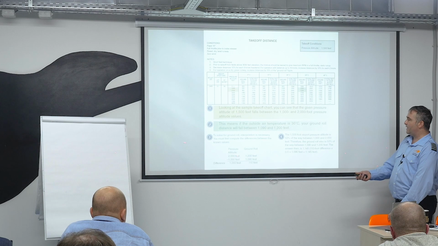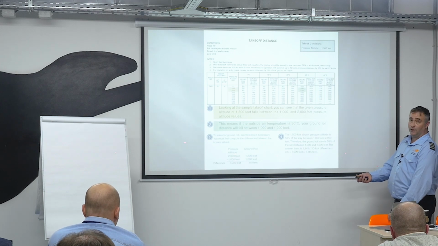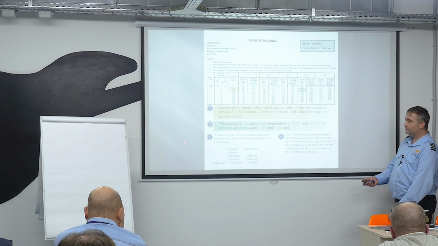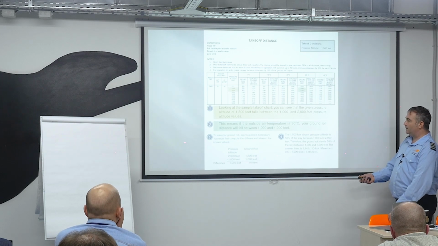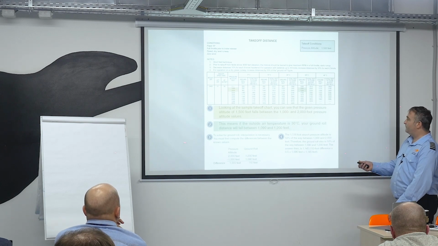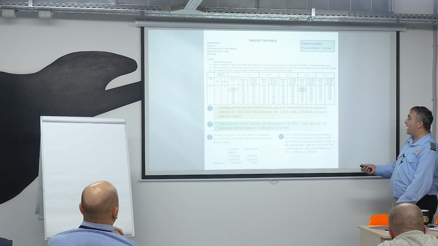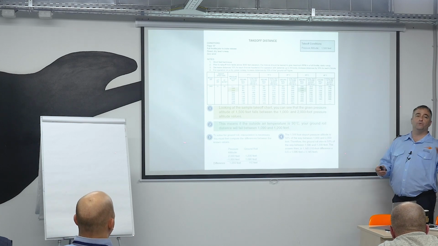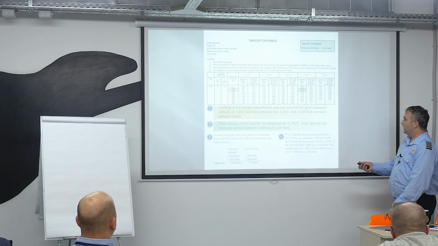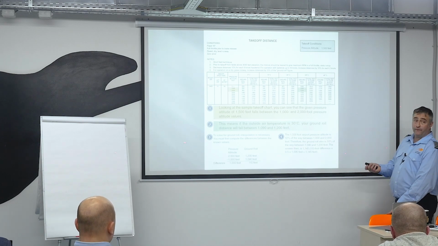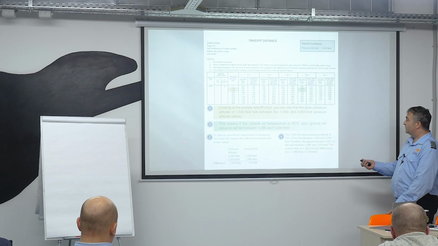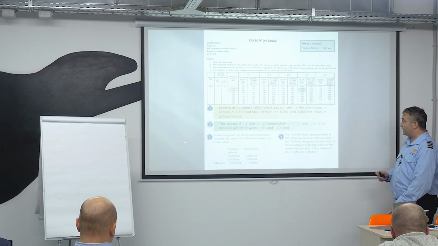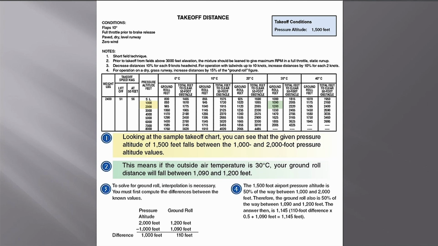Pressure altitude between 1,000 and 2,000 feet, the difference is 1,000. Ground roll, I'm looking at 110 feet difference between these two. A 1,500-foot airplane pressure altitude is half, the easiest one you could get. Therefore, the ground roll is also halfway between the two. The answer is 1145. 110 divided by 2 and then added to that lowest figure.